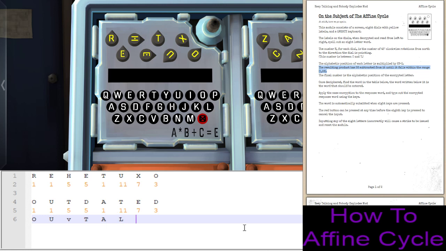You're just going to do this. 5 times 7 is 35. Minus 26 gives me 9. And then 4 times 3 is 12. 12 is an L. So that would be how I would encode OUTDATED, and I'd get OUVTALIL.